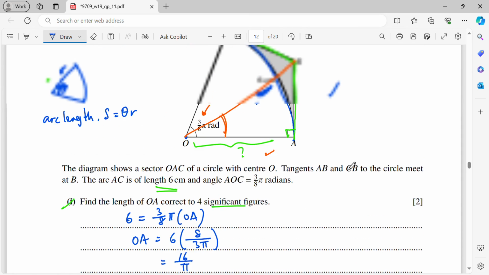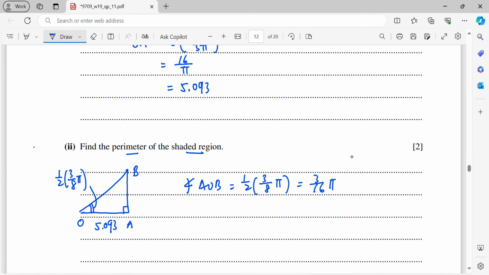So then I need to find AB. From here, AB is the opposite side of the angle, and OA is the adjacent side. So opposite and adjacent, that is tangent, right? So tangent 3 over 16 pi is AB over OA. So now AB equals OA tangent. So OA is replaced by 5.093. Then tangent 3 over 16 pi.